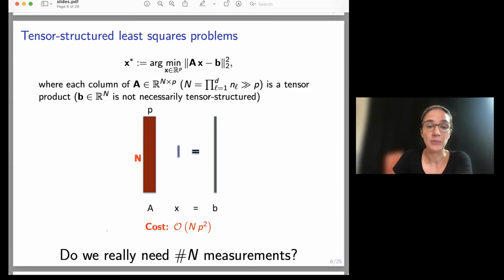In doing tensor least squares problems, we often want to solve for an x such that Ax equals b. This is a really good application where n, the number of rows, is going to be increasing exponentially with the tensor degree d. And so very quickly, we want to ask, do we need to have all of these measurements n in order to get an approximation to this? Do we need to store the entire matrix A?